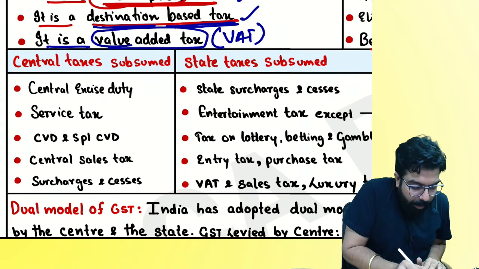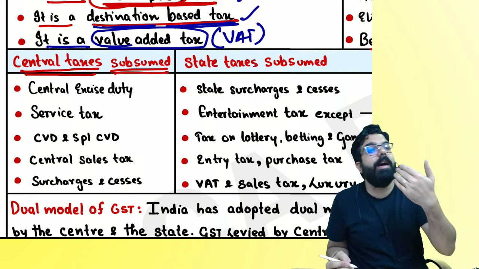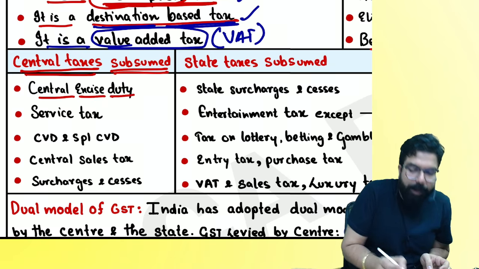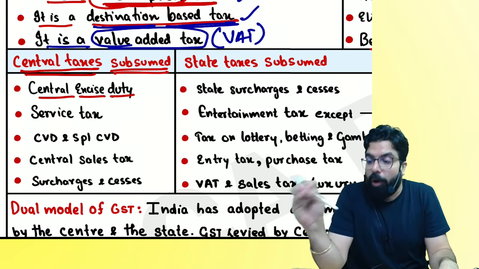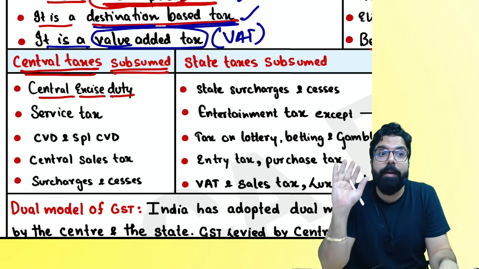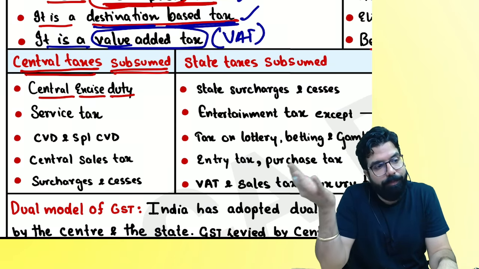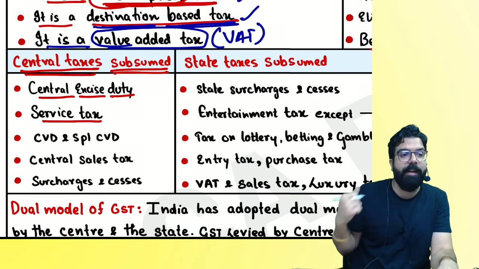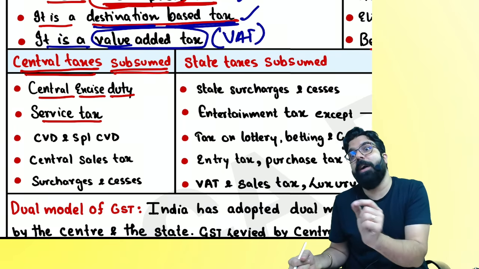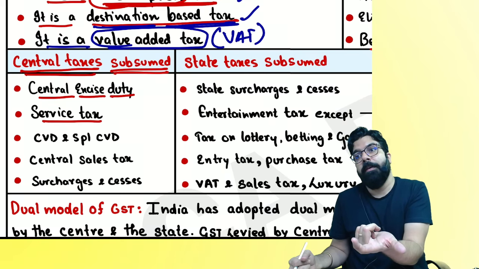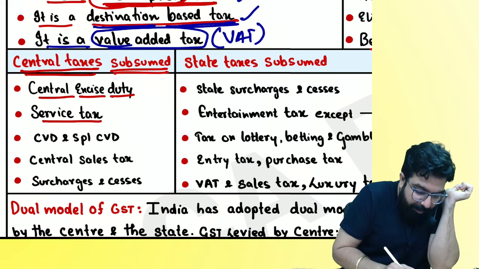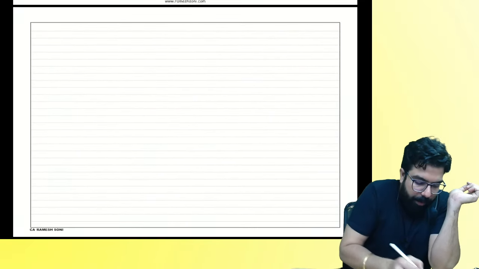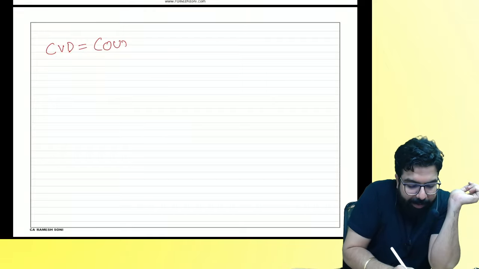Number one, central taxes which are subsumed, means central taxes which are gone. Number one, central excise duty. Whenever any manufacturing used to be done earlier, if you are a manufacturer of, supposing, this glass, you have to pay central excise duty to the government. Now it is gone. What will be charged? GST. Service tax. Earlier, whenever a service provider provided a service, for example when I was studying in this institute, they were giving us the bill and they used to charge us service tax. Why? Because they are giving us a service. So service tax is now gone. CVD and special CVD. What is CVD, everyone? CVD is countervailing duty.